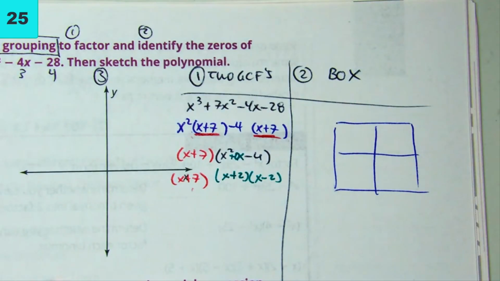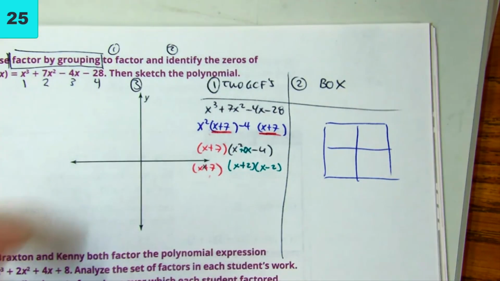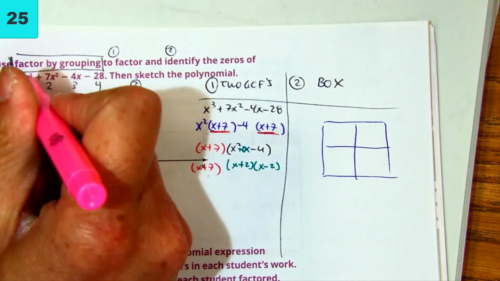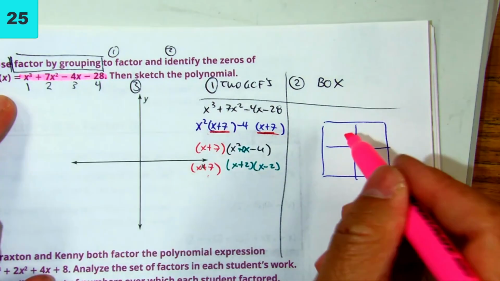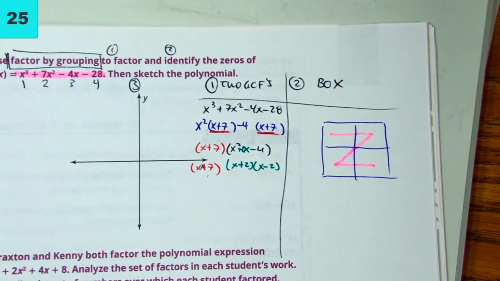And I'm going to use a pink highlighter. I just found this to be helpful. Maybe it'll be helpful to you. The 4 terms, you're going to write in the form of a Z in the box. Now, could it work if you randomly put all the 4 in there? Yes, but I just noticed that it's always organized nicely if you do it this way.